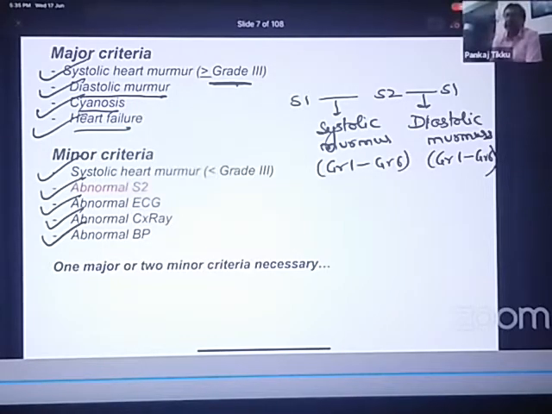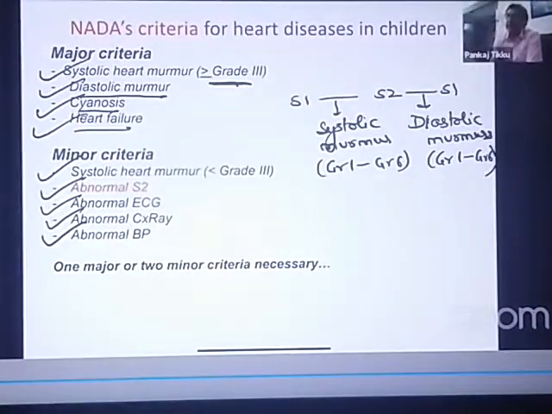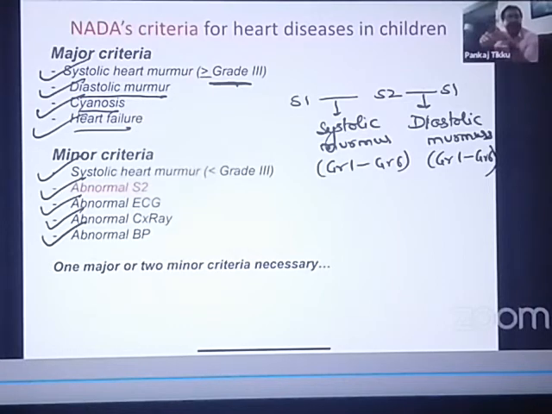These criteria are known as the Nada's criteria for heart diseases. So what are they called? They are called Nada's criteria for heart diseases. So I'll again repeat, Nada's criteria for heart diseases in children are major criteria and minor criteria. Major criteria are 4 and minor criteria are 5.